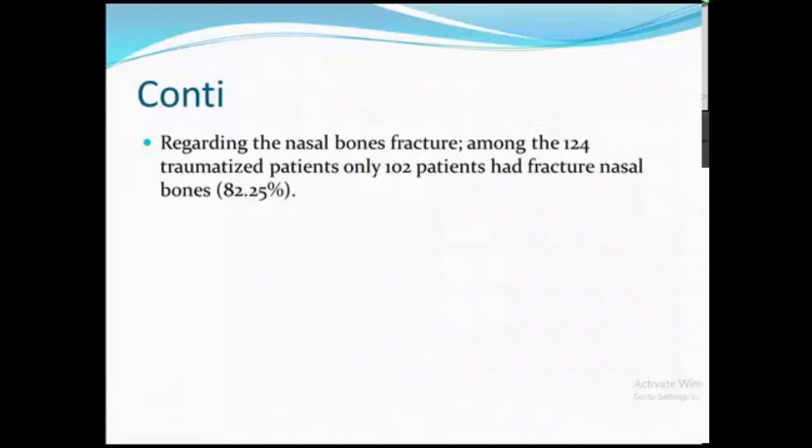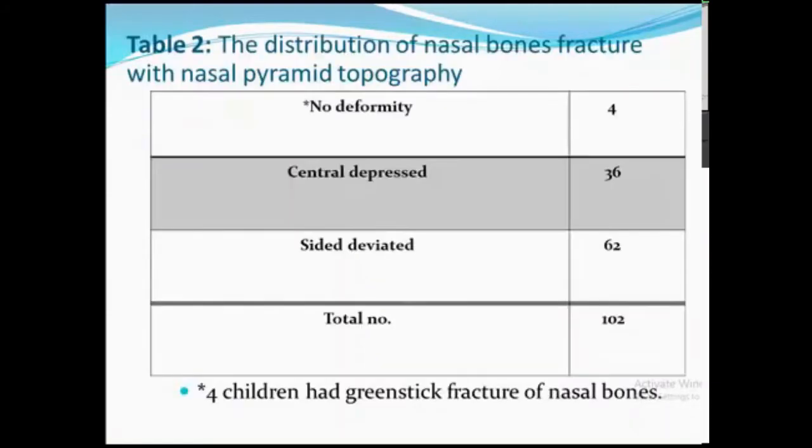Regarding the nasal bone fracture, among these 124 traumatized patients, only 102 patients had fractured nasal bones, i.e. about 82%. Now table 2 shows the distribution of nasal bone fracture with nasal pyramid deformity. No deformity was in 4 patients. These are children who had green stick fractures. Central depression in 36 patients and sided deviation in 62 patients.